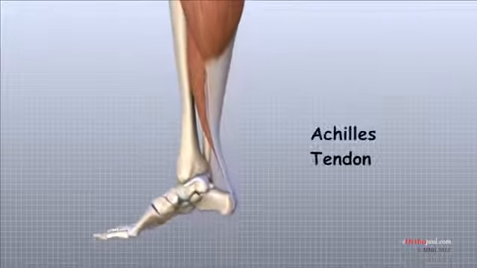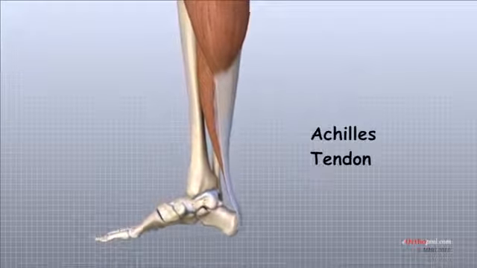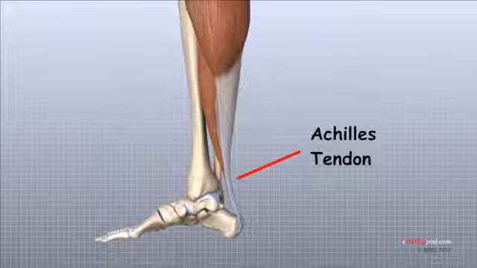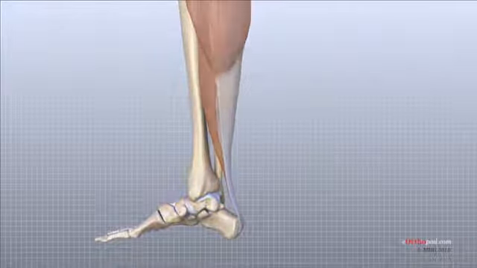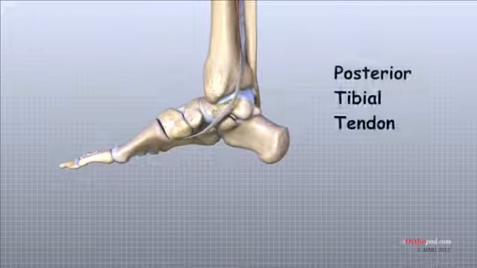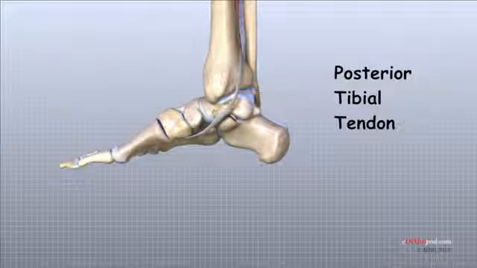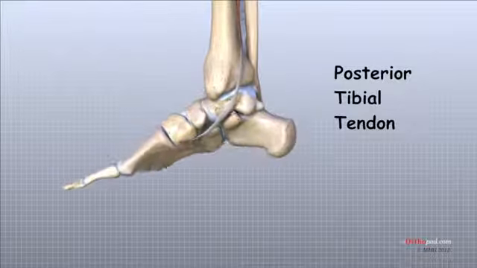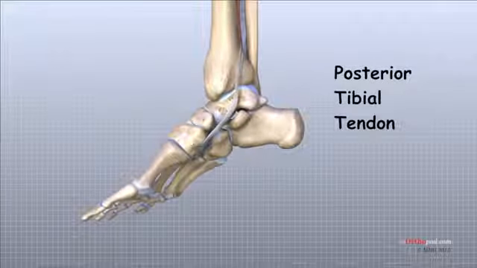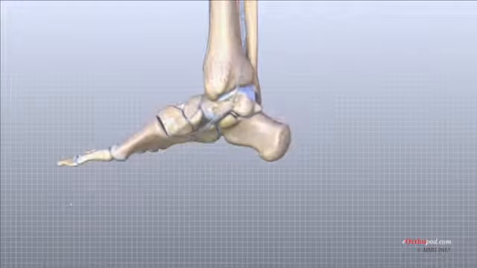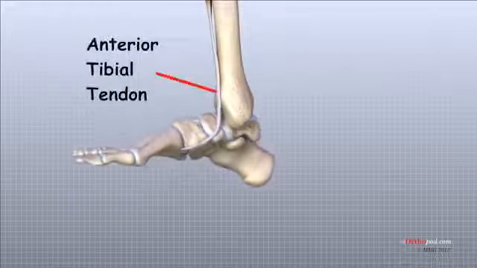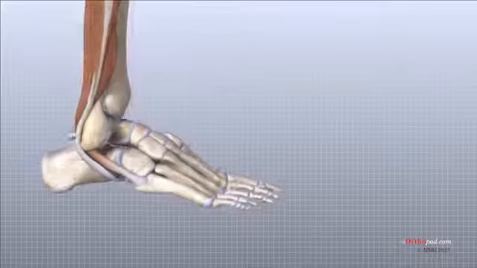The large Achilles tendon is the most important tendon for walking, running, and jumping. It attaches the calf muscles to the heel bone to allow us to raise up on our toes. The posterior tibial tendon attaches one of the smaller muscles of the calf to the underside of the foot. This tendon helps support the arch and allows us to turn the foot inward. The anterior tibial tendon allows us to raise the foot.